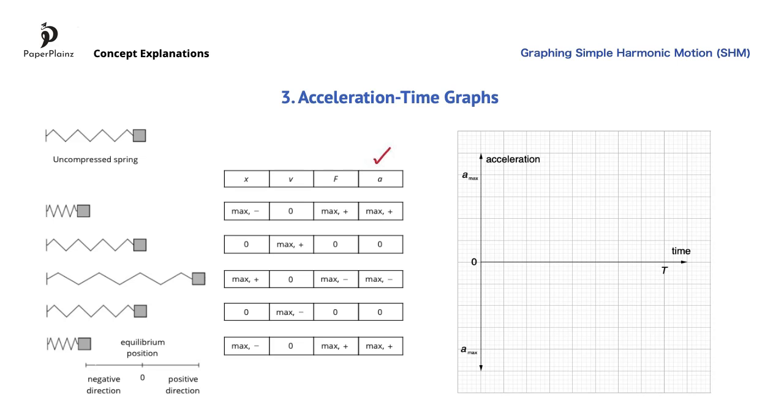At t equals 0, acceleration is at its maximum positive value. At t over 4, it is 0. At t over 2, it is at its maximum negative value. At 3t over 4, it is 0 again. And at t, it is back at its maximum positive value. Connecting the points, we get this graph. Let's move on to the acceleration-displacement graph.